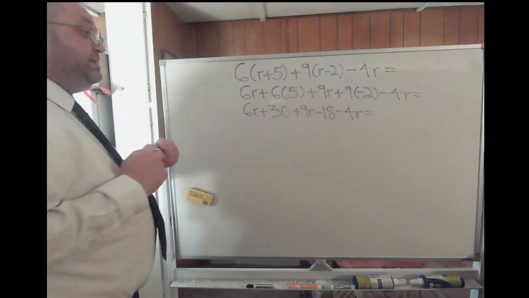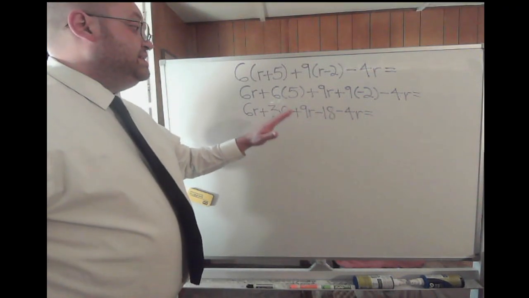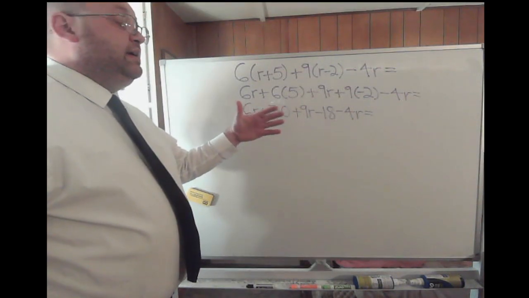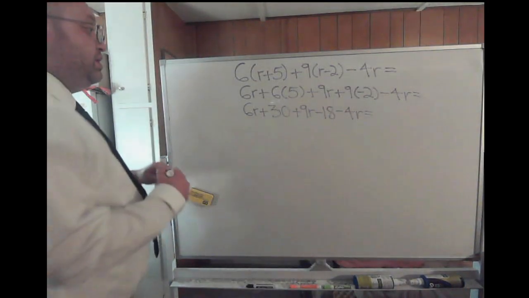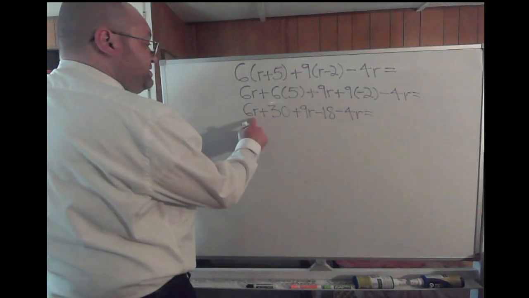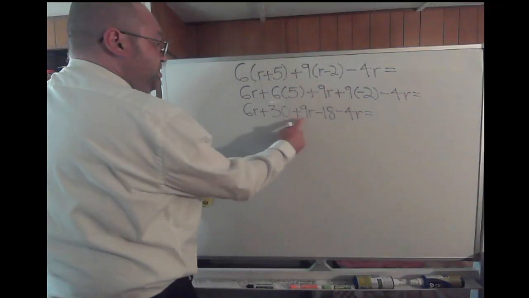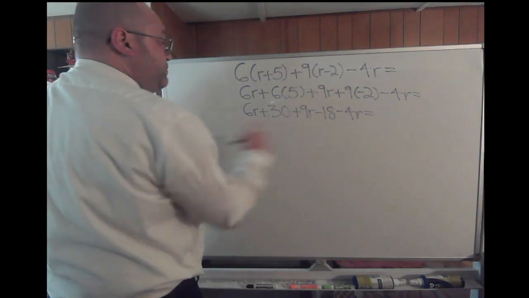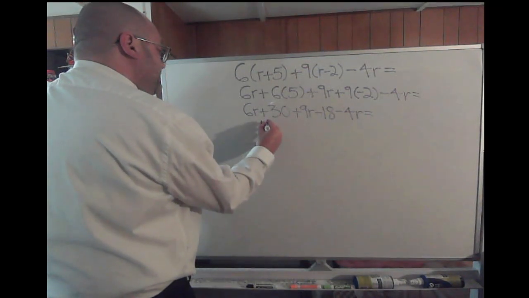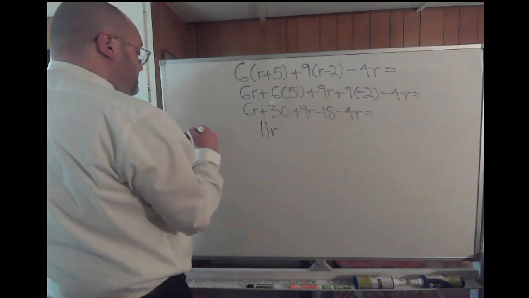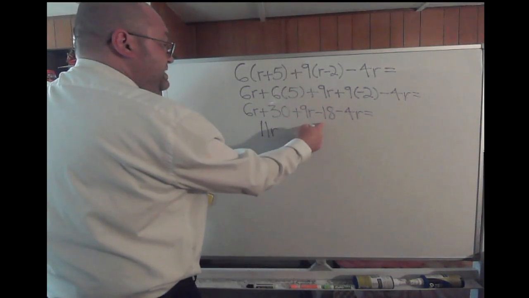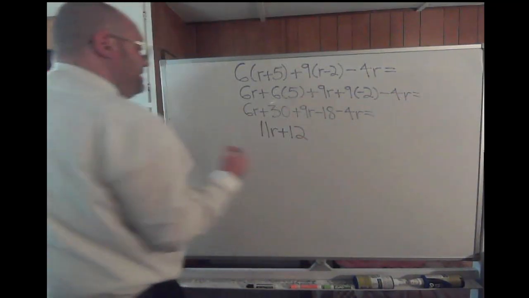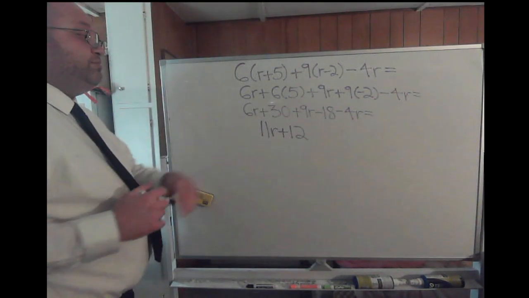Alright, now we just simply need to add up the like terms. We need to simplify this by collecting like terms, it's called, or by adding like terms, simplifying, however you want to call it. So we got 6r, I start with the variable first, 6r plus 9r minus 4r. So 6r plus 9r is 15r minus 4r, that's going to be 11r. Then you have 30 minus 18, which is 12. That'd be positive 12. So in the end, you would end up getting 11r plus 12. That would be your final result.